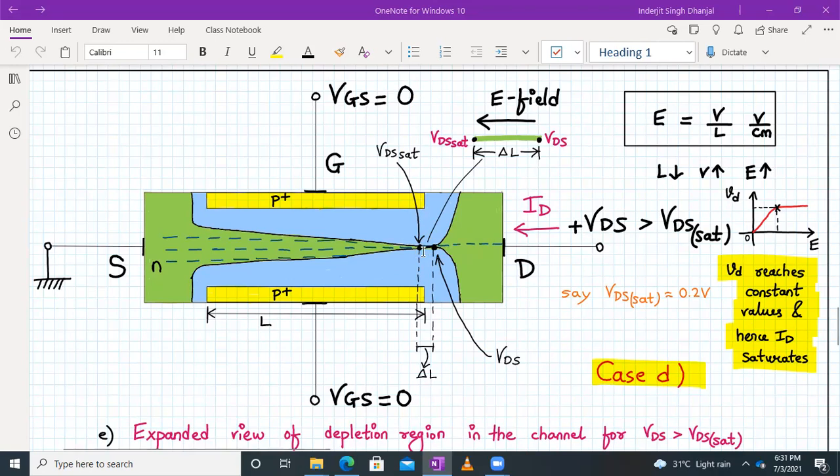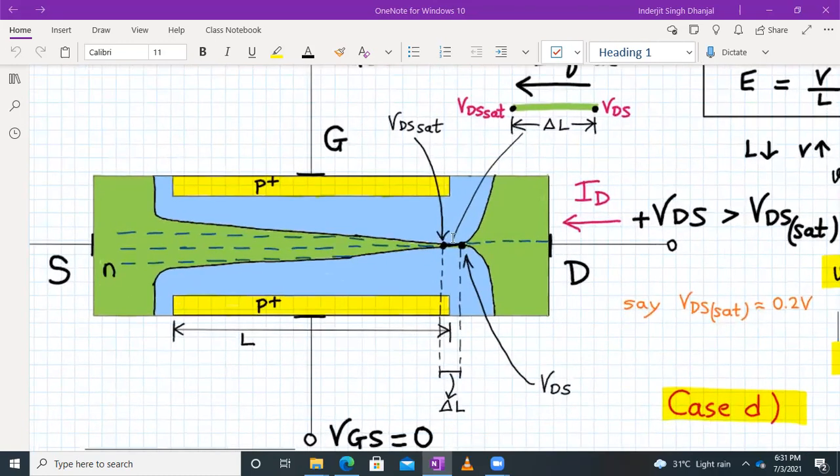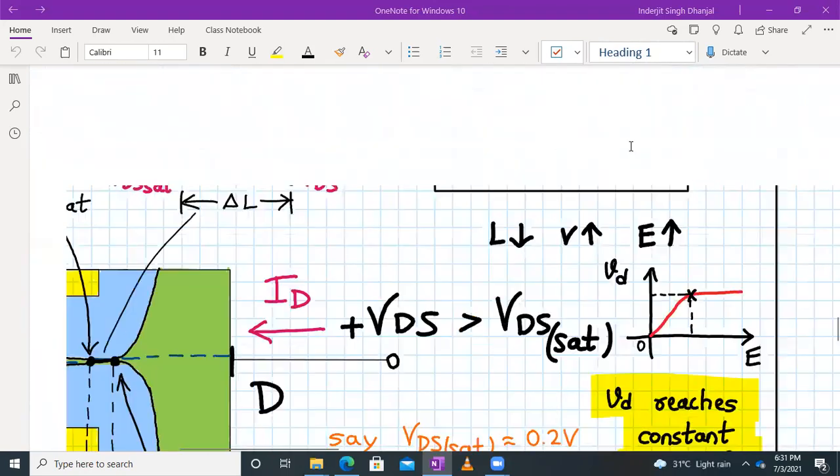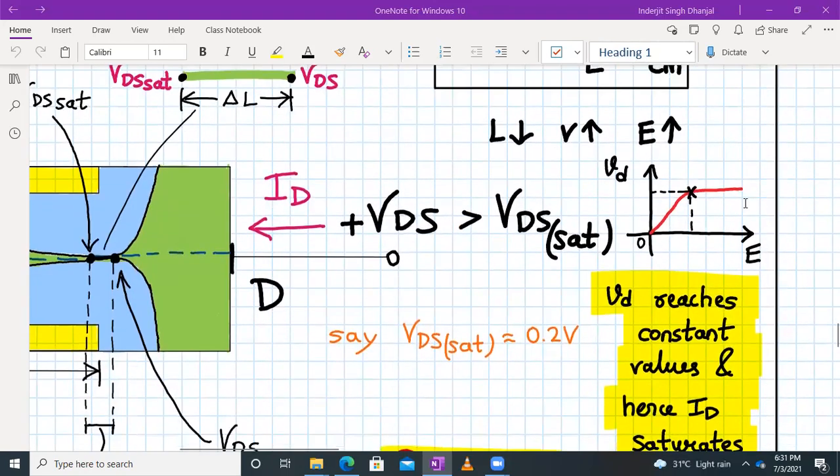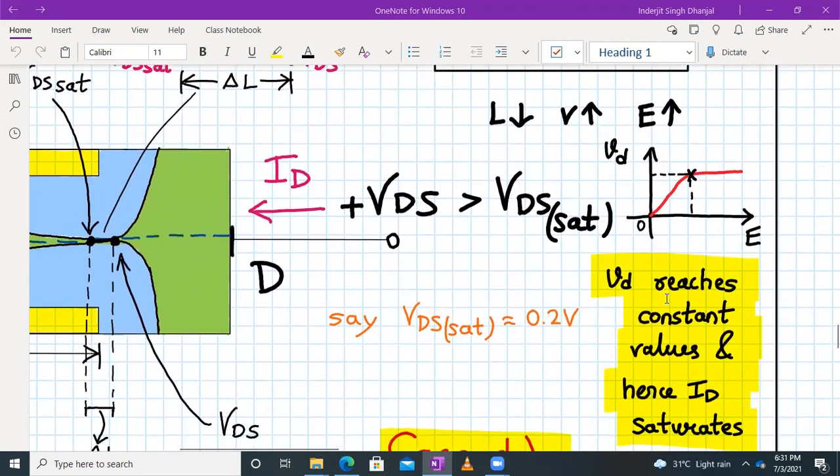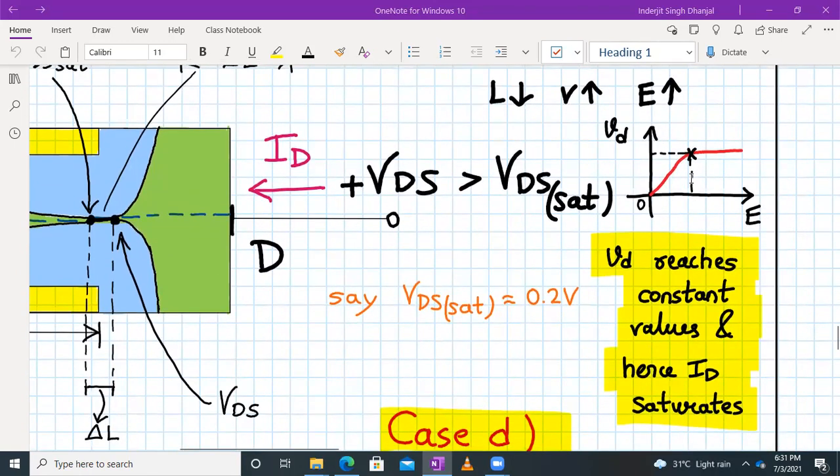So under the influence of this very powerful electric field, electrons coming from the source terminal are swept away towards the drain terminal. Now since delta L is small, the electric field strength is very, very high until it reaches a critical value. You must have seen this small curve before. This is a graph of electric field versus drift velocity. As you can see, once it reaches a critical electric field, the drift velocity of carriers reaches a constant value, and the electric field remains constant beyond VDS greater than VDS sat.